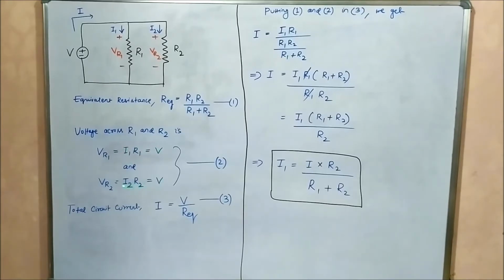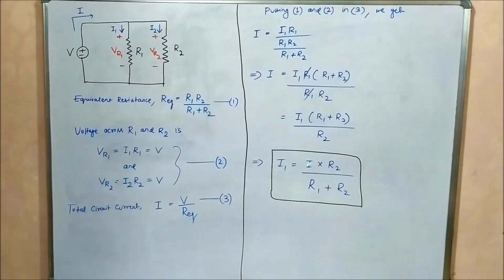If we substitute V with I2 R2 and R equivalent with this, we will get the expression for the current flowing through resistor R2, and it will be I2 is equal to I into R1 by R1 plus R2. Here, for calculation of I1, we substituted V with I1 R1. For calculation of I2, we have to substitute V with I2 R2. Both values are the same, but for derivation purposes, we substitute V with I2 R2 and R equivalent remains the same. Then we will get the value of I2 as I into R1 by R1 plus R2.